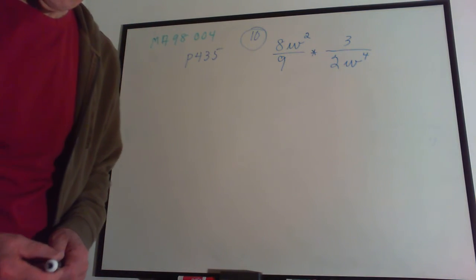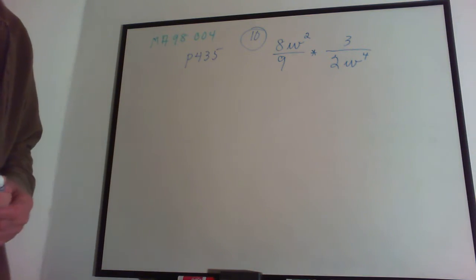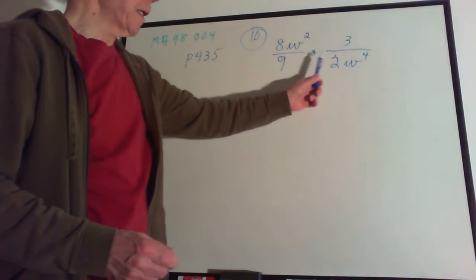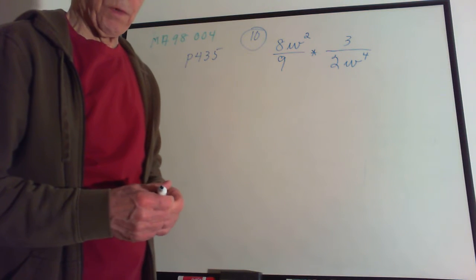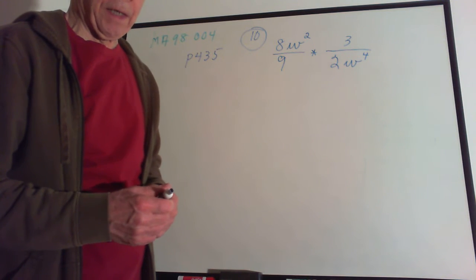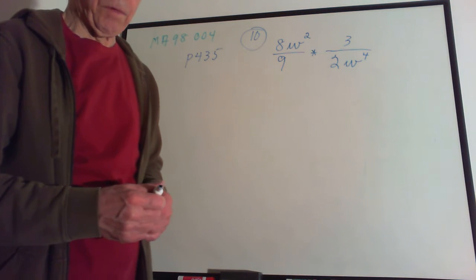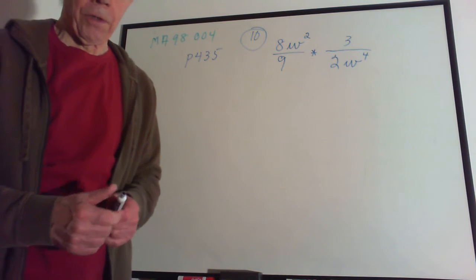All right, page 435, number 10, you want to multiply. Now remember, you multiply numerator times numerator, denominator times denominator. You want to simplify before you multiply if you can. Otherwise, you're going to have to reduce it at the end. So give it a try.